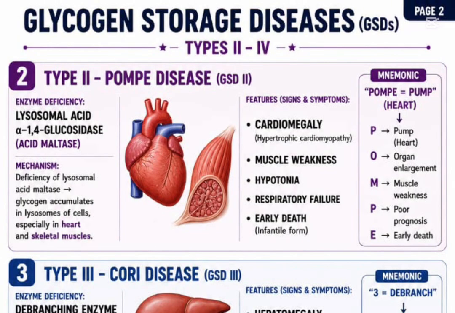Glycogen will be accumulated in the lysosome, and if glycogen is accumulated in the lysosome, it will affect the heart and the skeletal muscles. It will be accumulated there because the lysosome just breaks down glycogen directly with lysosomal acid alpha-1,4-glucosidase. So it breaks them down directly. So when this enzyme is absent, the glycogen storage will be high in the lysosome, and if it's high in the lysosome, it will affect the heart. It will also affect the muscles.